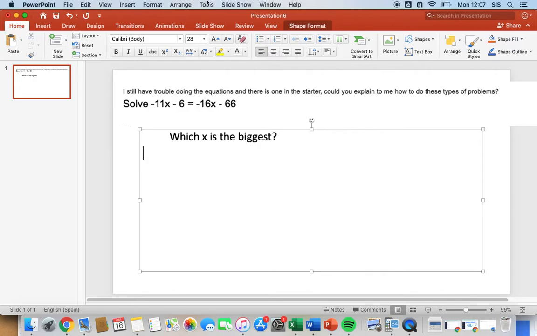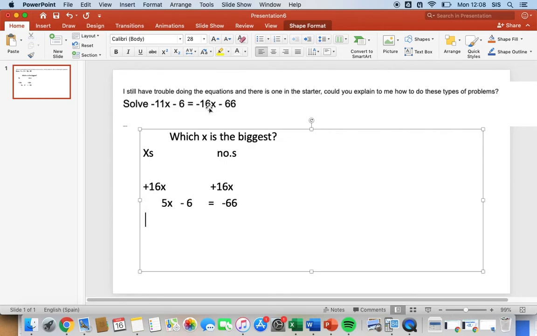So this means we are going to organise the x's on the left-hand side, and on the right-hand side we are going to put the numbers. So, first of all, I always move the x which is in the wrong place. So the first step I'm going to do is plus 16x to both sides. Once we plus 16x to both sides, we're going to get the following. 5x minus 6 equals minus 66.